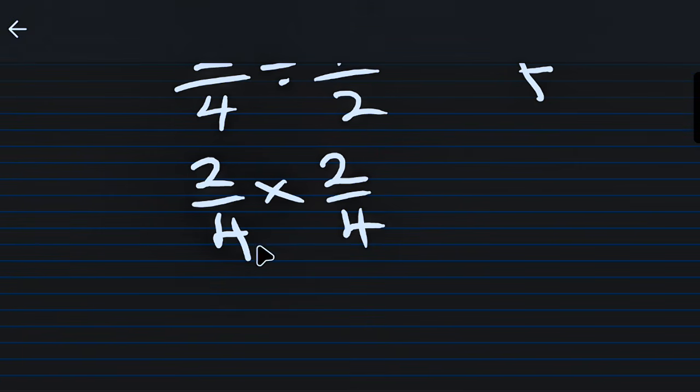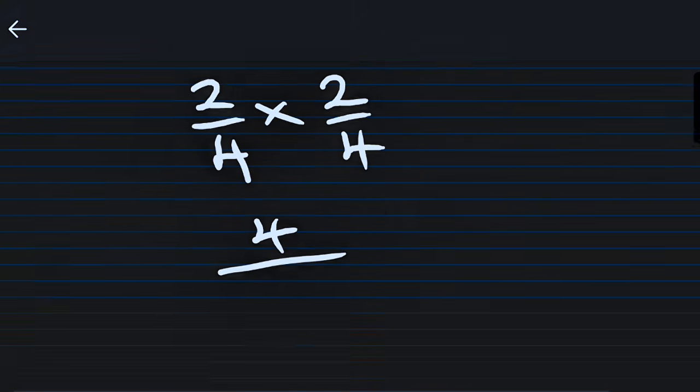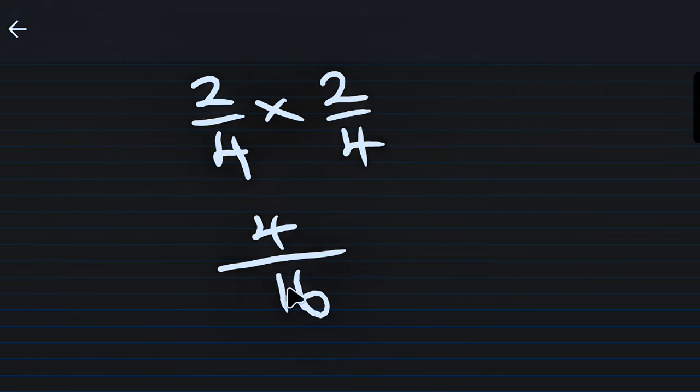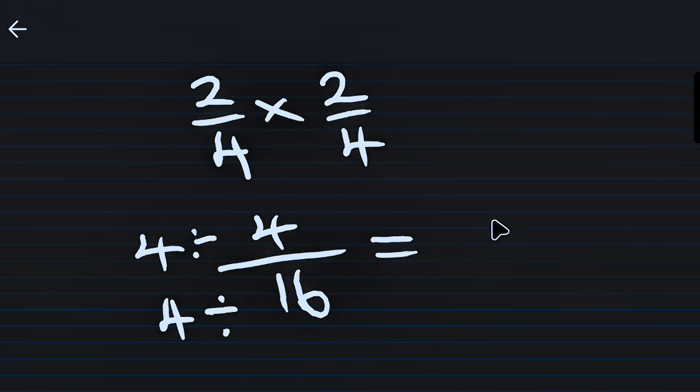So from here, we multiply: 2 multiplied by 2 equals 4, over 4 multiplied by 4 equals 16. So we can reduce this to the lowest term by dividing both the numerator and the denominator by 4. 4 divided by 4 is 1, and 16 divided by 4 equals 4. So we'll have 1 over 4 as the right answer.